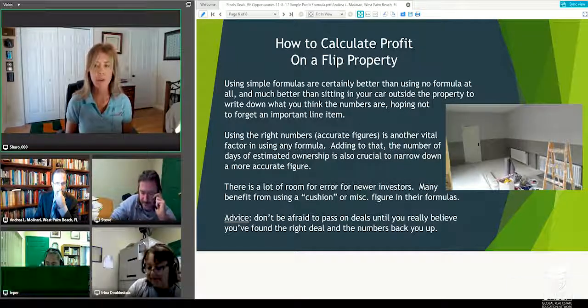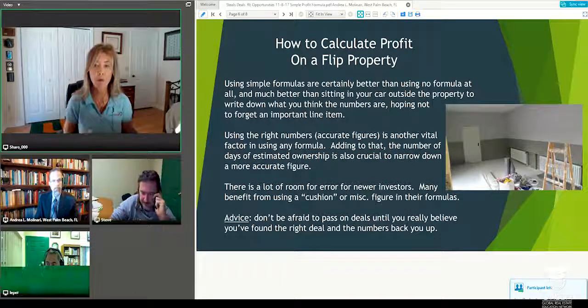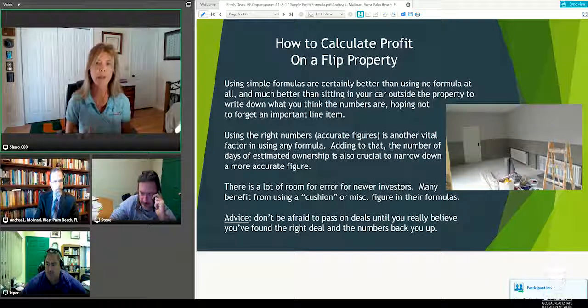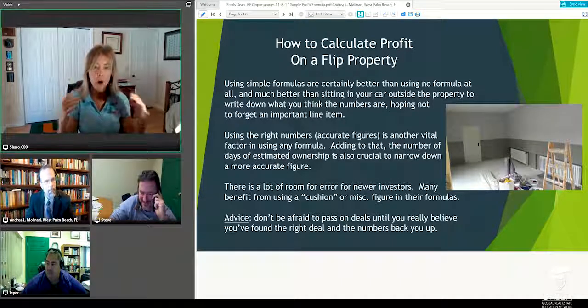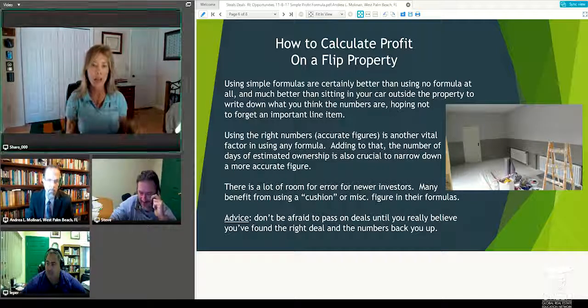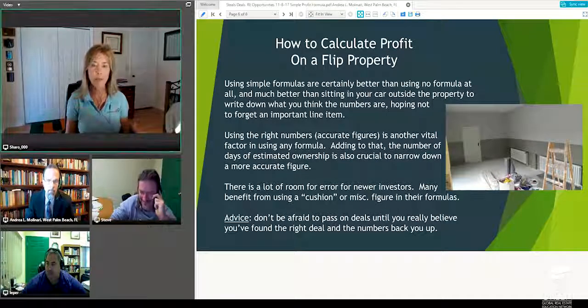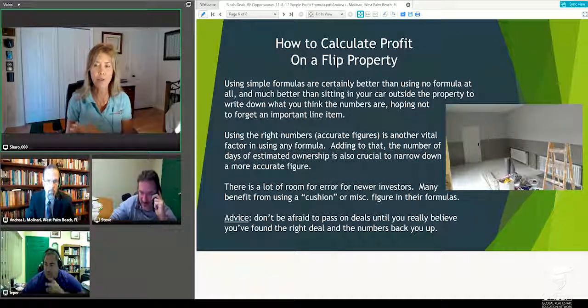So using simple formulas are certainly better than using no formula at all. And much better than sitting in your car outside the property to write down what you think the numbers are, hoping not to forget any important line item. I've seen so many investors do this with their yellow pad because they want the deal so bad. There's other people there looking at it. They want to call in an offer, and so they forego actually sitting down and plugging in all the numbers into their spreadsheet and making sure they can do it. So I really advise against that, and especially when you're newer, it's too often that even experienced, we can forget a line item that could be substantial.